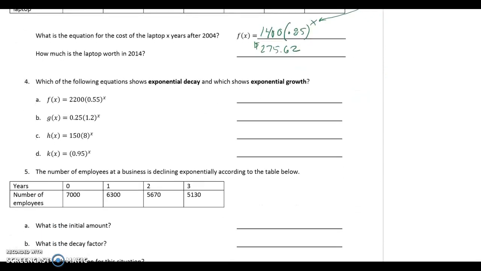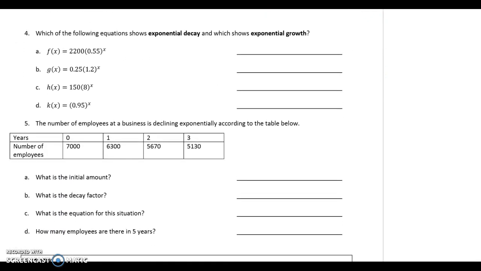All right, finishing up. Got a few problems here in 4 and 5. We're going to look at which ones show exponential decay. Exponential decay has got to be a number less than 1. Exponential growth has got to be a number greater than 1 in the b value. I see here that number is less than 1, so this has got to be decay. This number inside here is bigger than 1, so that's growth. The number inside there is bigger than 1, so that is growth. The number inside here is less than 1, so that's got to be decay.